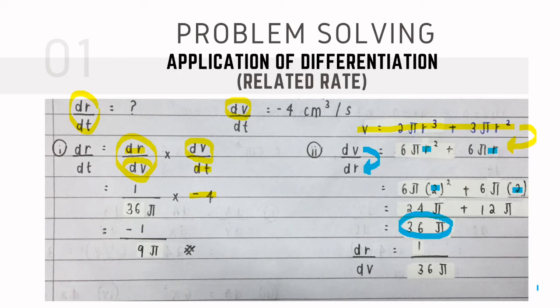But then don't forget, we need to have the value of dr over dV and not dV over dr. So we just need to change the position back, where dr needs to be at the top and dV needs to be at the bottom. And the answer will be 1 over 36 pi. And then we just need to multiply 1 over 36 pi with -4. And the answer will be -1 over 9 pi. So that's all from me.